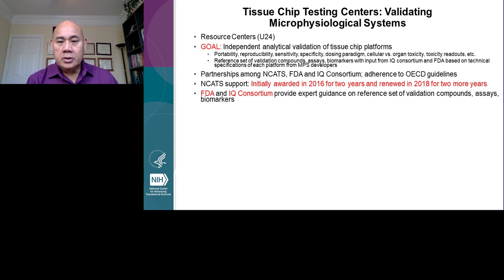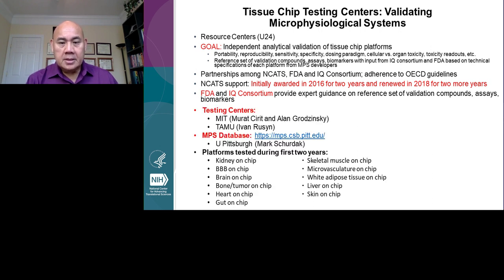As I mentioned, the FDA and IQ Consortium were critical in providing guidance on the validation set of compounds, as well as the type of assays and biomarkers that will be used in the independent validation of each of the organ systems. The testing centers that we at NCATS have funded are at MIT, where Murat Cirit and Alan Grodzinsky are the PIs, and also Texas A&M University, where Ivan Rusyn is the main PI. The Microphysiological Systems database is housed at the University of Pittsburgh, and the PI for that is Mark Schurdak.